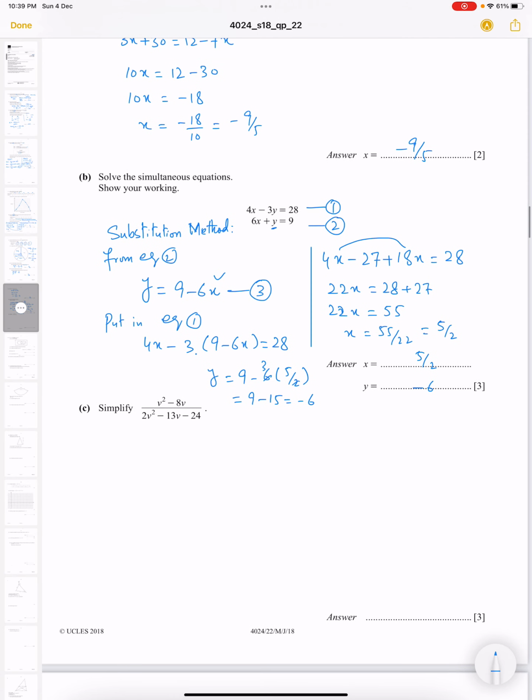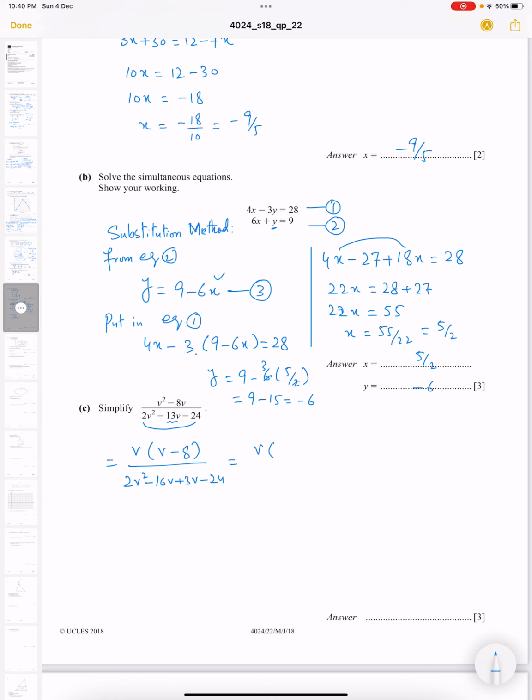Next part, we have to simplify this expression. Take v as common from the numerator. It will be v bracket v minus 8. In the denominator, since it is a quadratic expression, we will factorize it by the midterm breaking technique. 2 times 24 is 48. So we have to split minus 13 into such numbers whose sum gives minus 13 and product gives us 48, which is the product of 2 and 24. So those numbers are 16 and 3. So we have 2v squared minus 16v plus 3v minus 24.